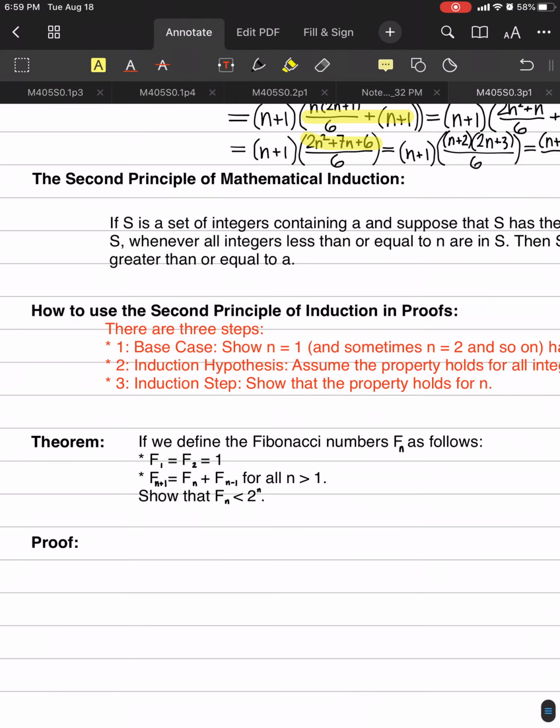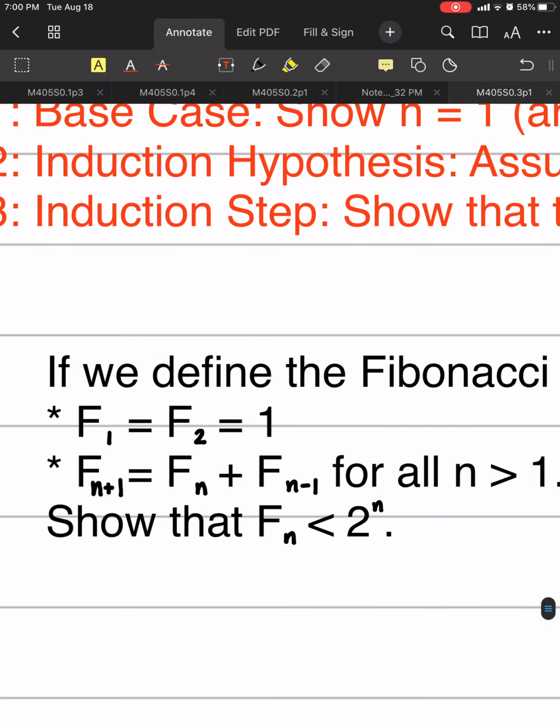We have the Fibonacci numbers, f sub n. We define them as follows. The first two are 1, and to get any one after that, you add the two previous ones. So essentially here, f1 equals f2 equals 1. That's our definition for the first two Fibonacci numbers.